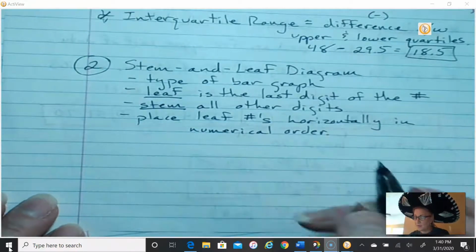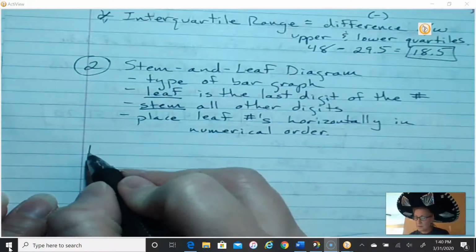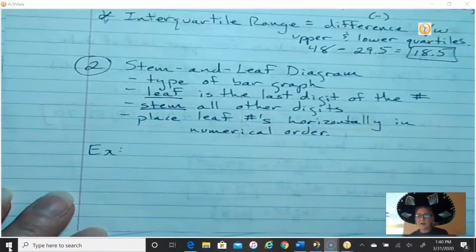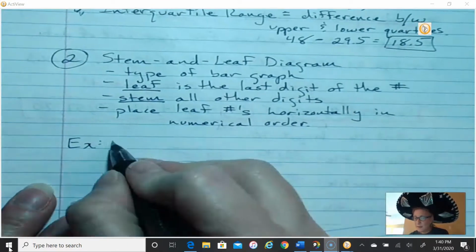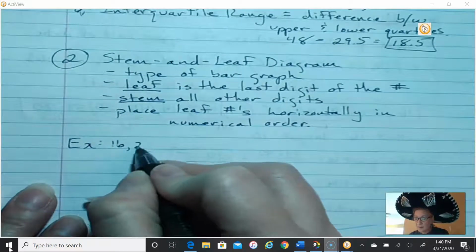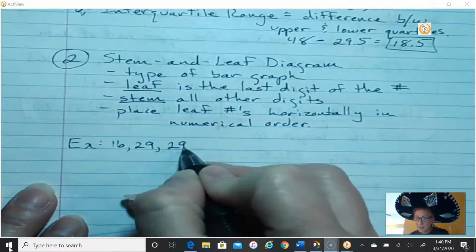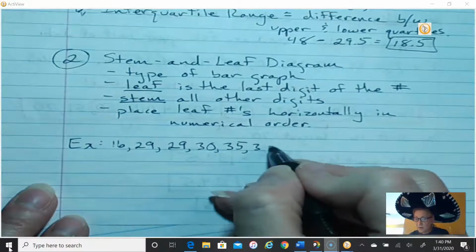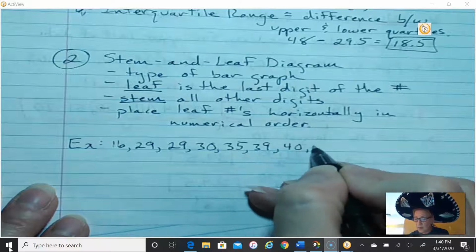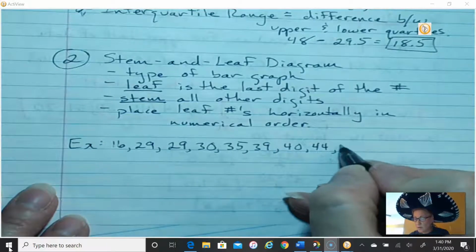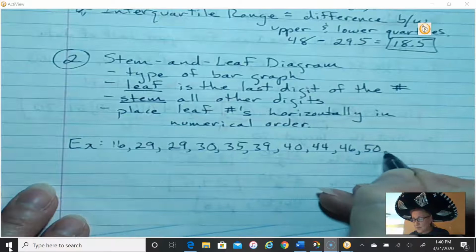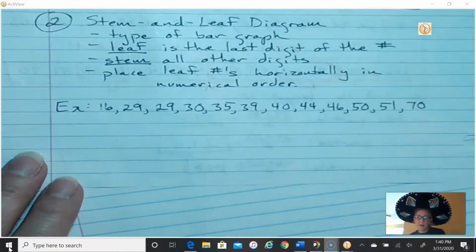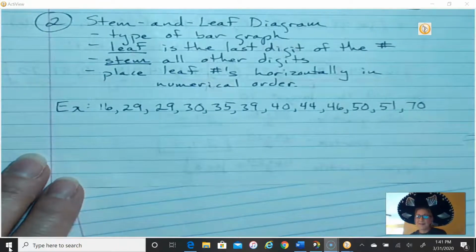For example, let's use our same data from before: 16, 29, 29, 30, 35, 39, 40, 44, 46, 50, 51, and 70. Okay, stem and leaf, easy peasy, y'all.